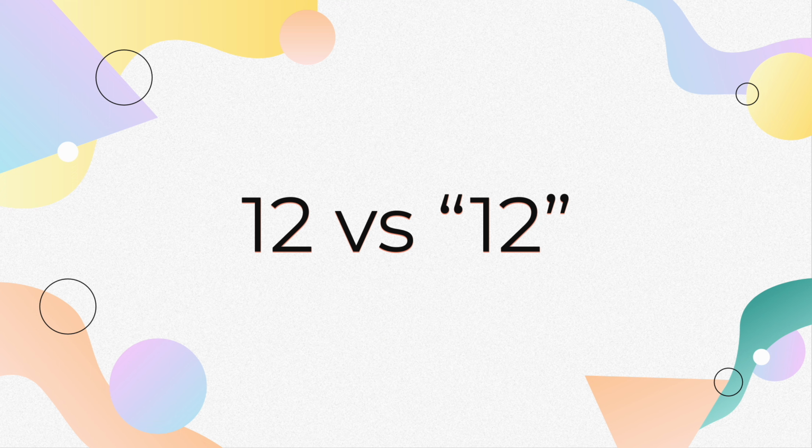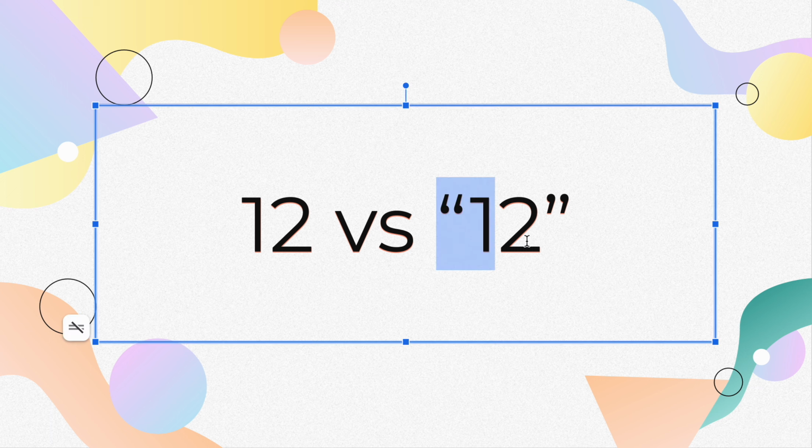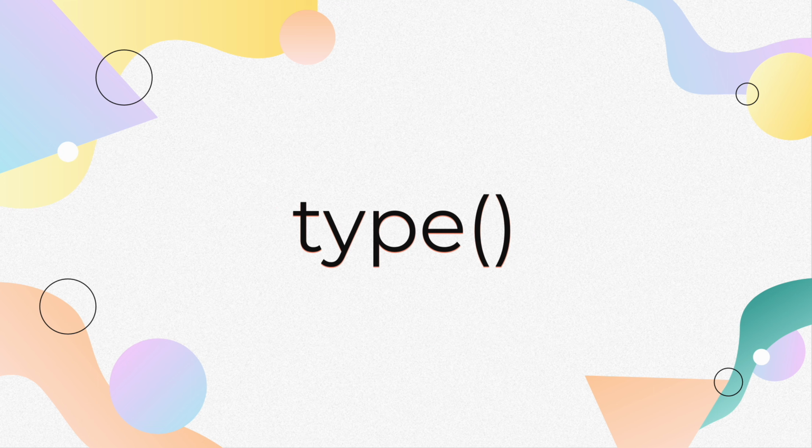As I've talked about before, what is the difference between 12 and quotation mark 12? This one will be an integer while this one will be a string. Make sure to remember that. Let's find what data type each of the variables are.